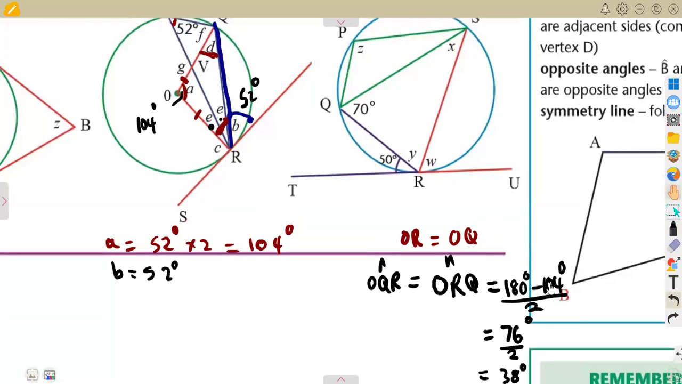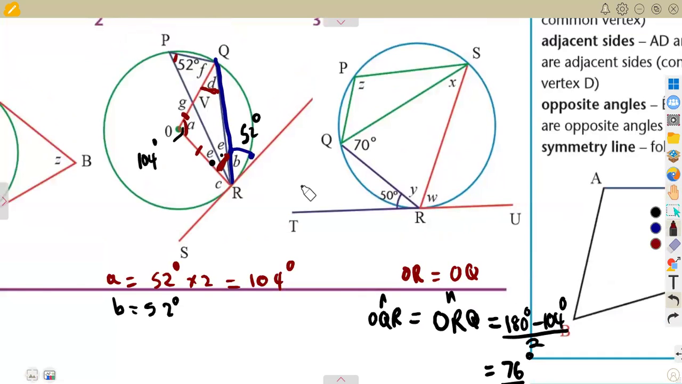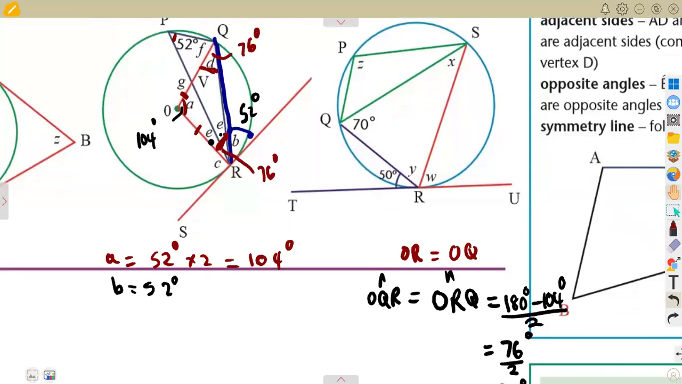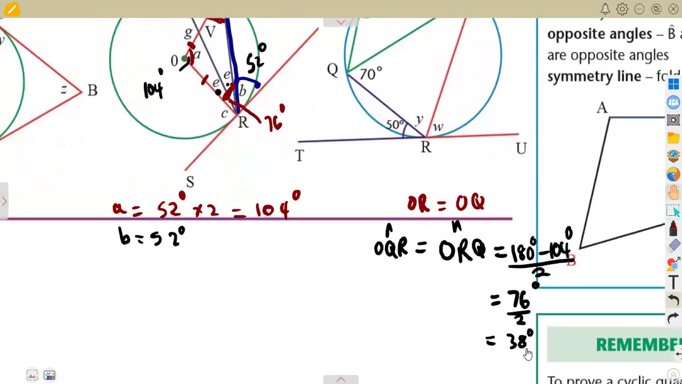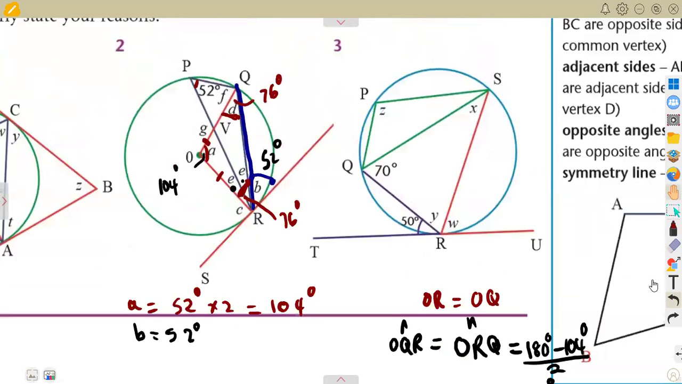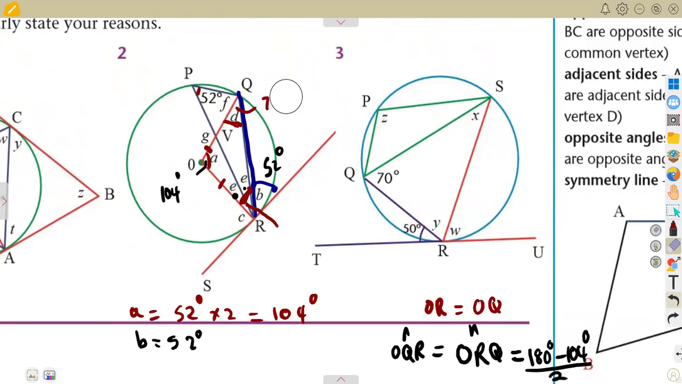So what it means is that OQR, which is D, is going to be 76 degrees, and the whole of this angle ORQ is also 76 degrees. All right, that's 180. Guys, I didn't divide by 2. Sorry for that. Where am I getting this 76? This is 38.